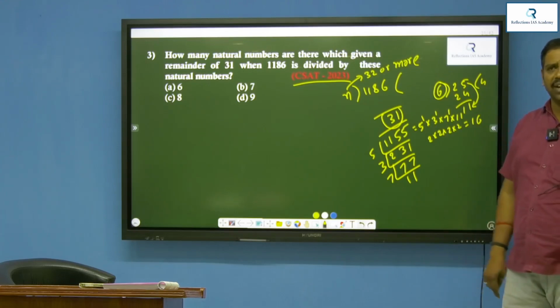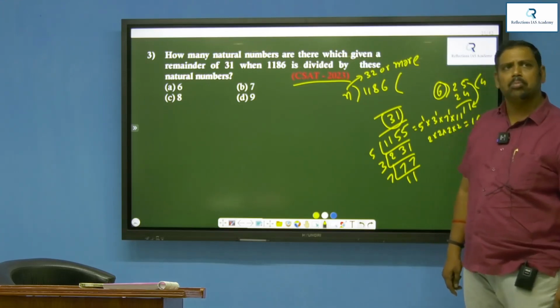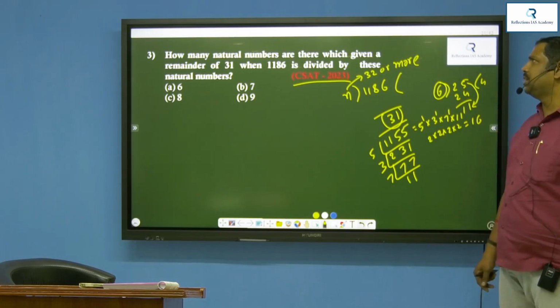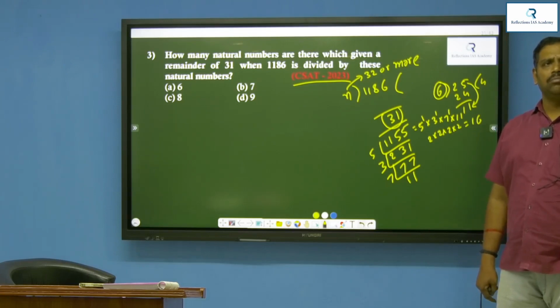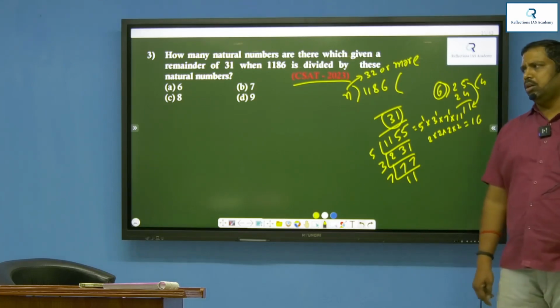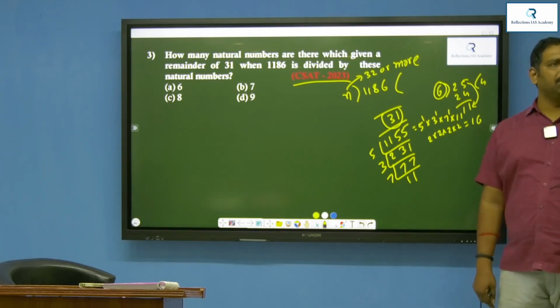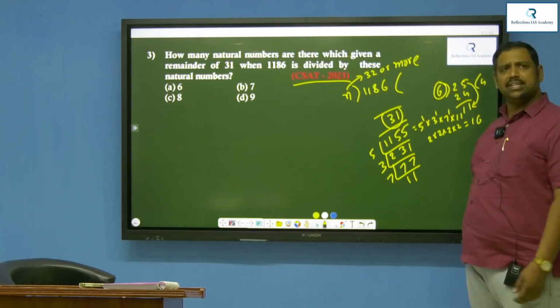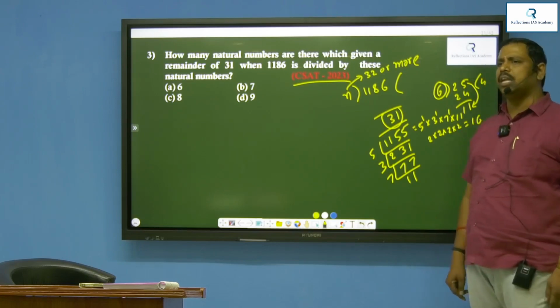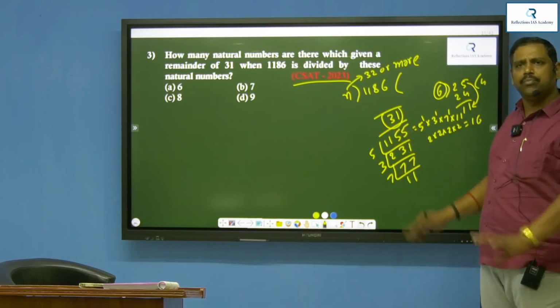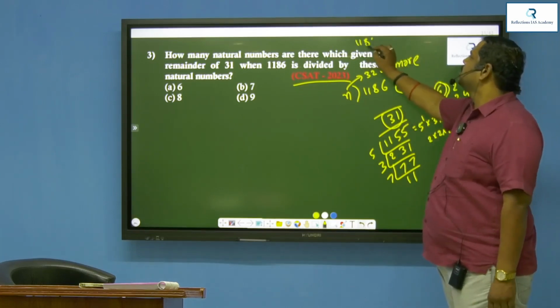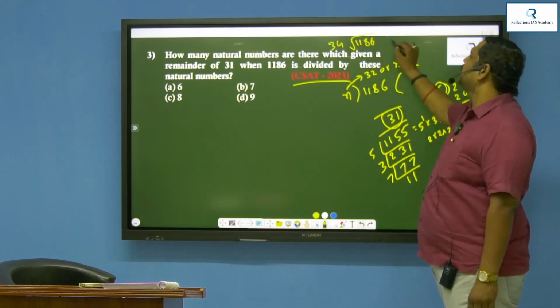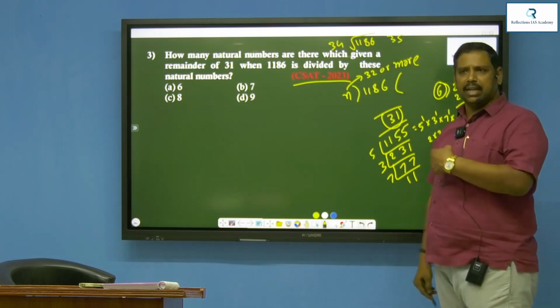Anybody knows the square root of 1186 approximately? 32 to 33? 32 square is 1024. No. 33 to 34? No. 34 to 35. 34 square is 1156, I think. So 34 to 35. If you know that, you know 34 to 35, right? I'm writing here: the square root of 1186 lies between 34 to 35. Lower number is 34.